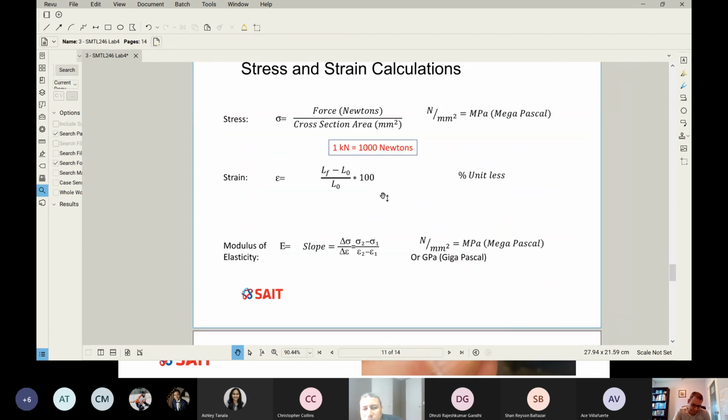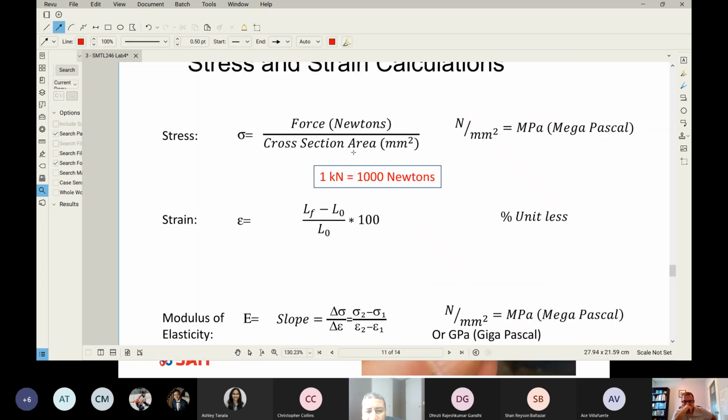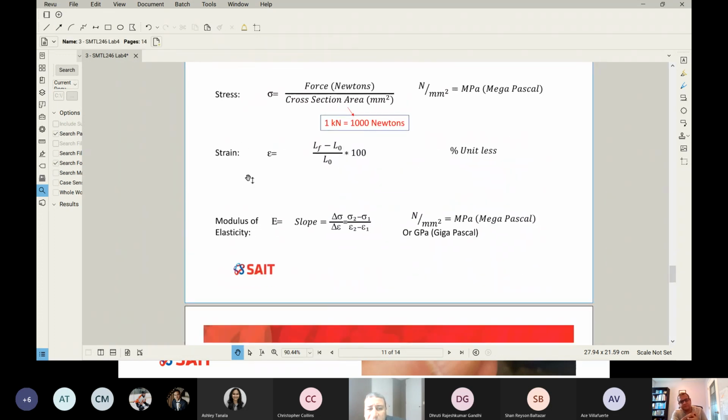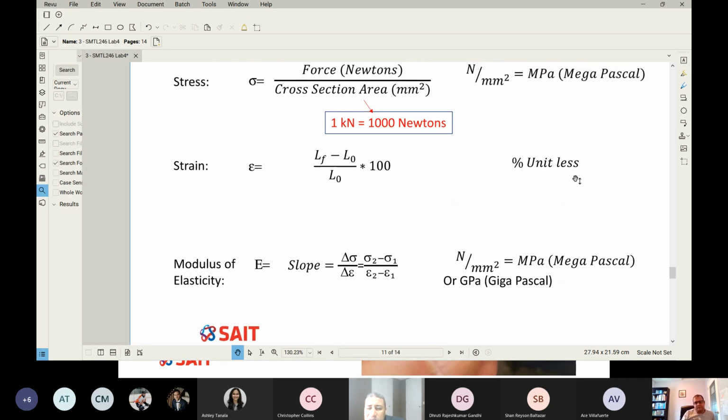Now those are not new. Those are just a reminder for you on how we do the calculations. Remember, stress is equal to the force in newtons divided by the cross-section area in millimeters squared. If you are given the force in kilonewtons, you just have to multiply by 1,000 to turn your force into newtons. Also strain: strain is the change of the length divided by the original length, and it's unitless.